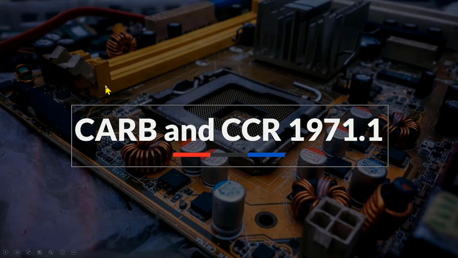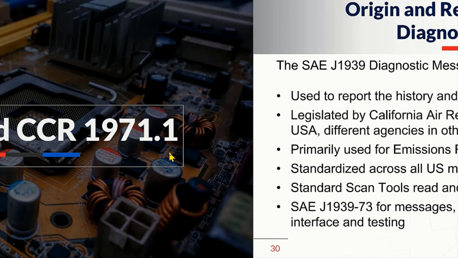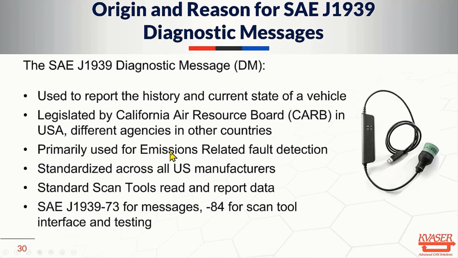I'm going to talk a little bit about CARB, the California Air Resources Board, and the California Code of Regulations. One of the pushing factors for J1939 was diagnostic messages, universal diagnostic messages standardized across manufacturers that could be read by a tool, so we could read faults and maintain trucks and vehicles. That was some of the original use. They're used to report the history and the current state of a vehicle.